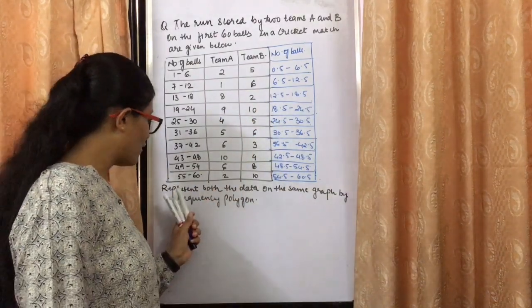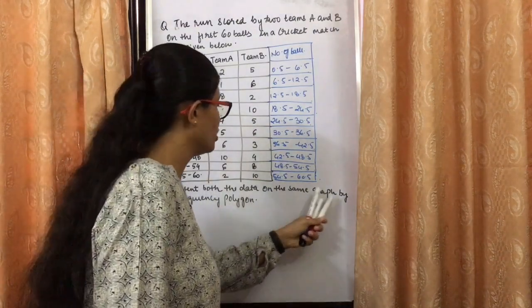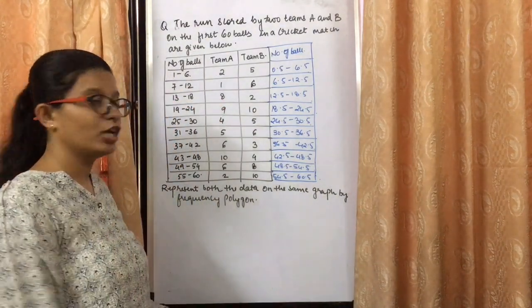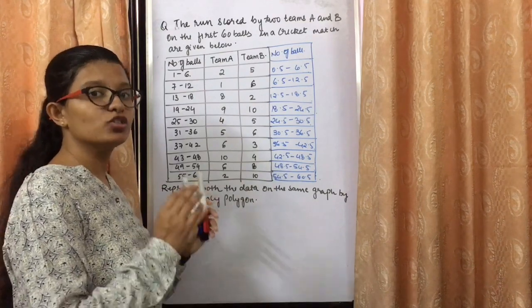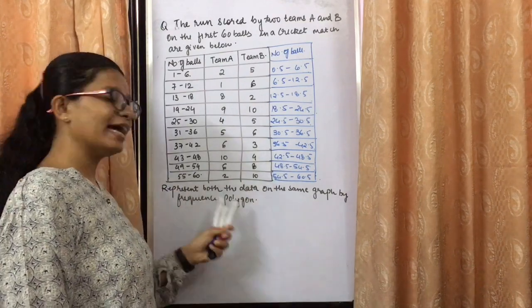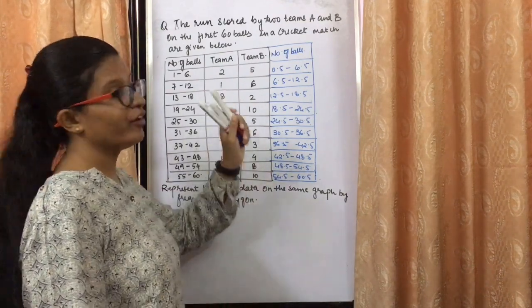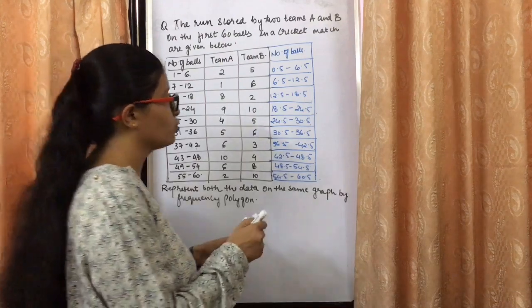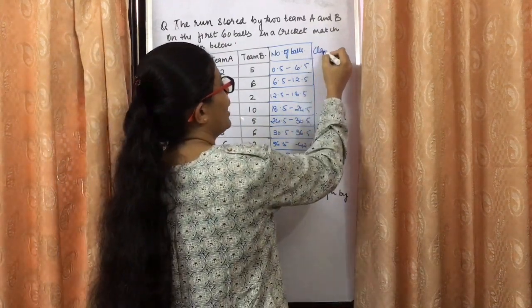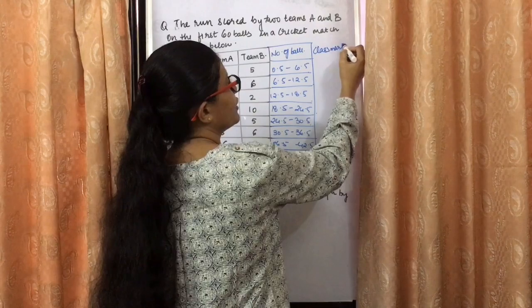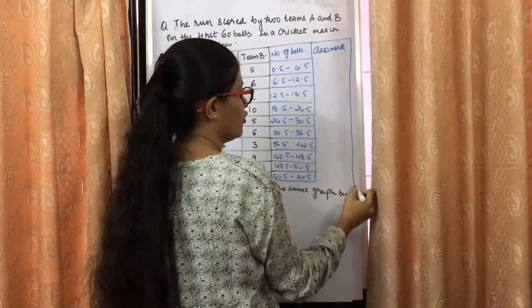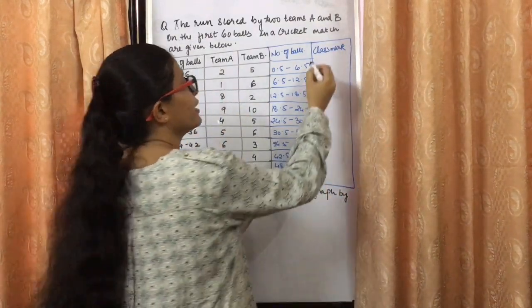Now, they have asked you to represent both the data on the same graph by frequency polygon. Is there any need to draw the histogram over here? No. We can directly draw the frequency polygon. To draw the frequency polygon directly, what do we need to find? We need to find the class mark for it. So one column will be for class mark.